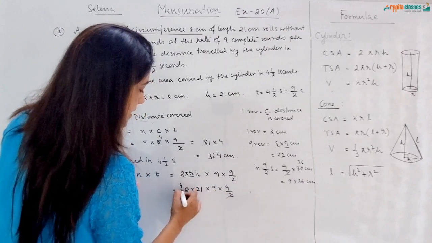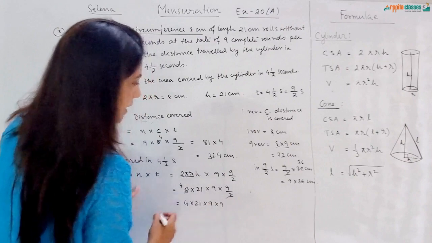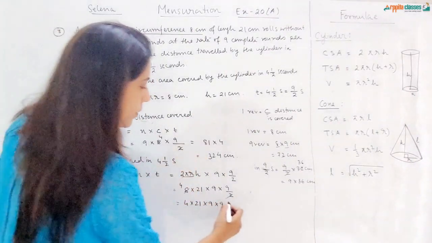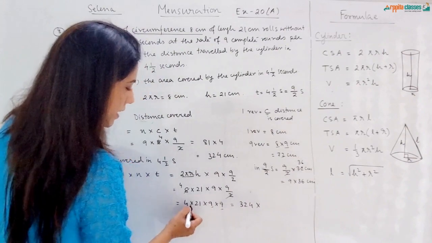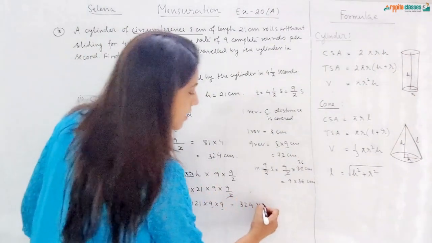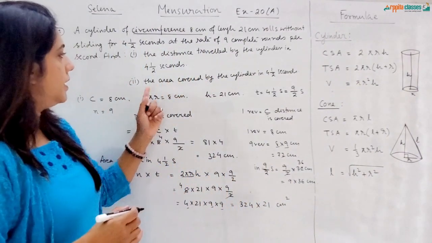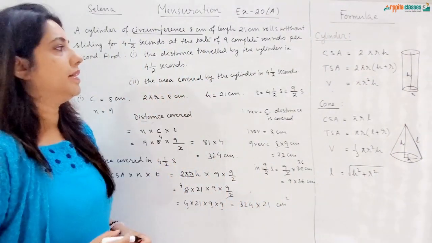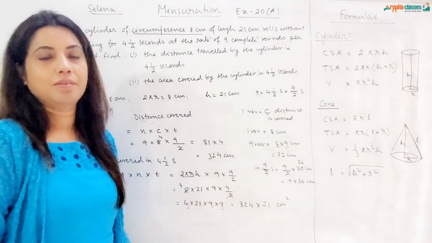So this gets cancelled. So it is 4 into 21 into 9 into 9. 9 into 9 into 4 is 324. We already got 324 into 21. So this will be, in centimeter square, the area covered by the cylinder in 4 whole 1 by 2 seconds. So we will multiply and write down the answer.